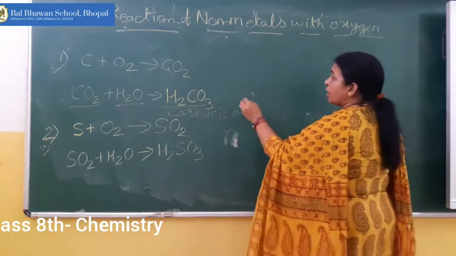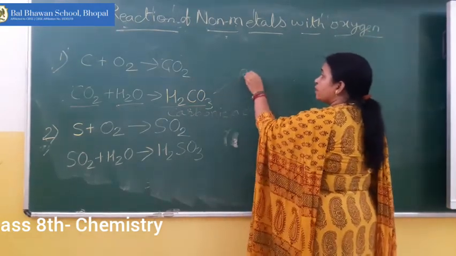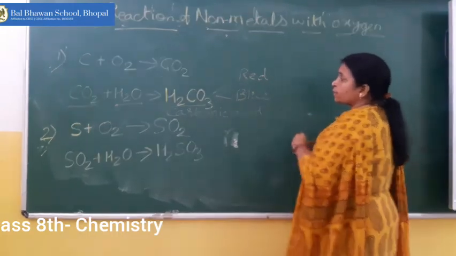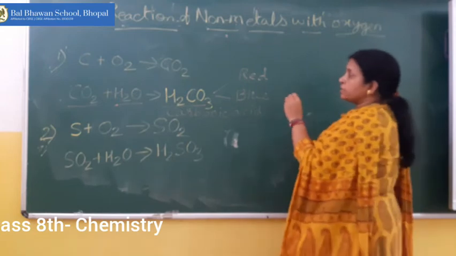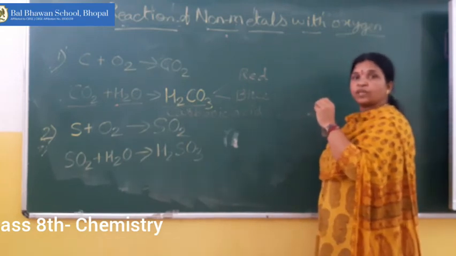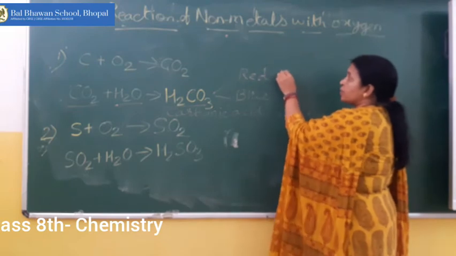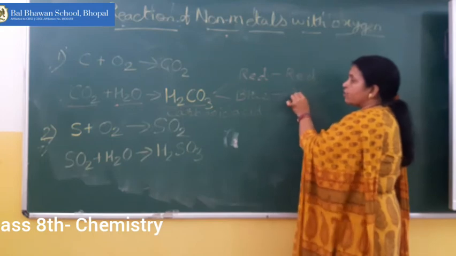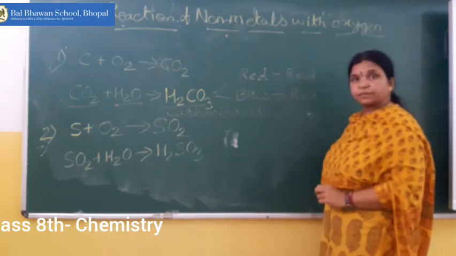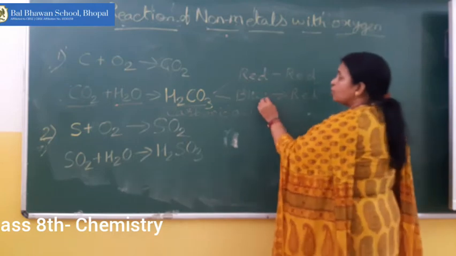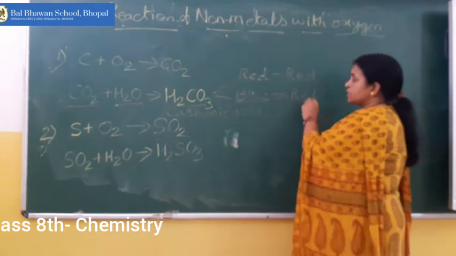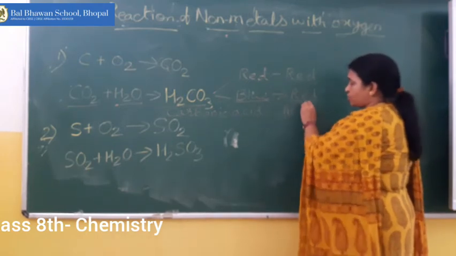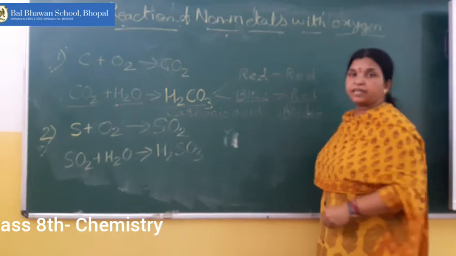Now I will be using red litmus paper and blue litmus paper. In this case, what I will observe is that the red litmus paper will remain red and the blue will change to red. Right? When the blue litmus paper changes its color to red, that means it is acidic in nature.